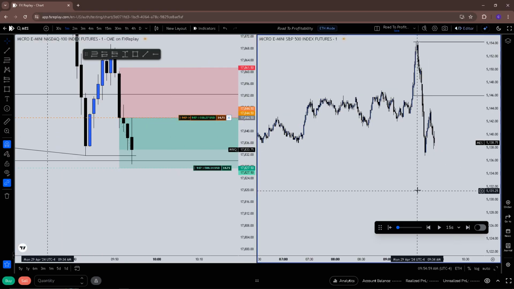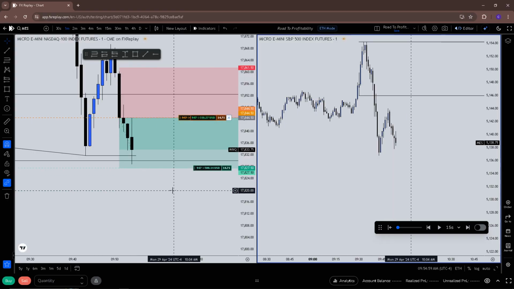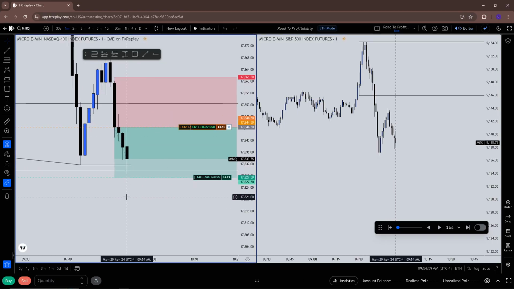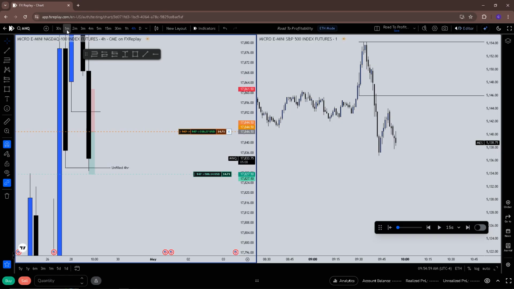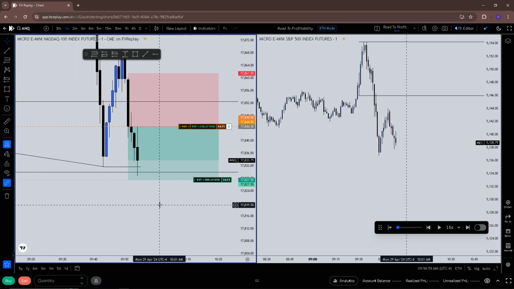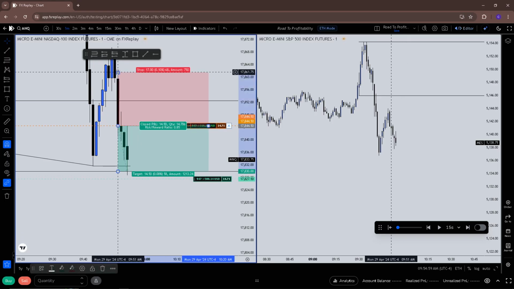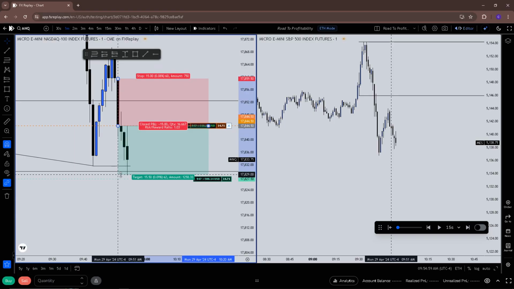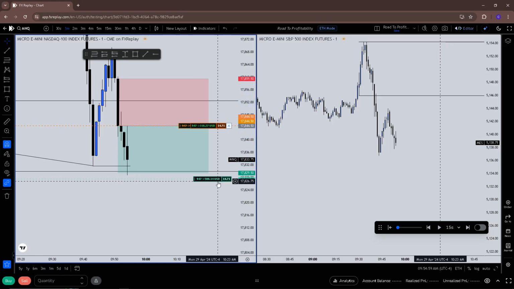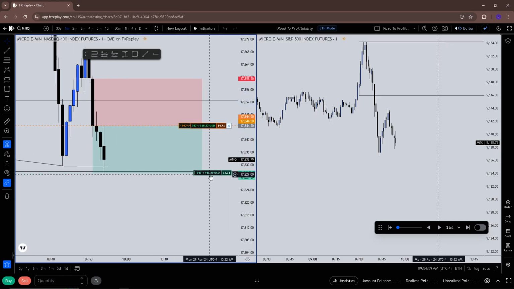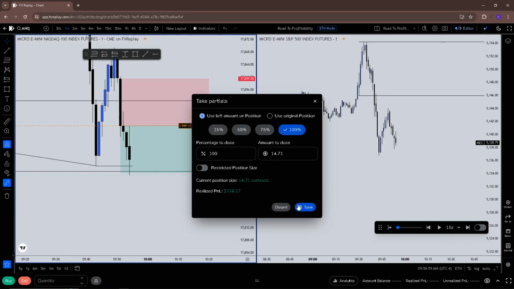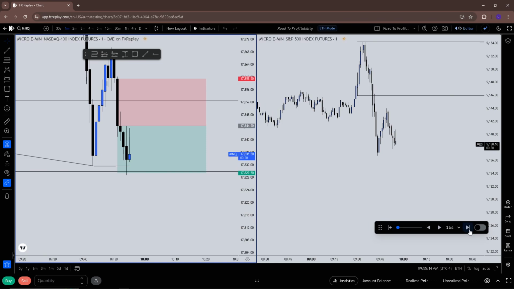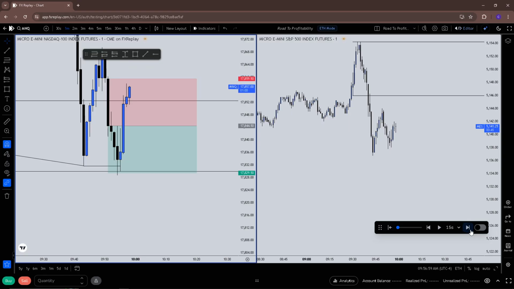Shoot. I messed up. I knew we were gonna wick. Now I'm in a tough spot here. Do I think we continue flushing, or do I think we just tap into this unfilled 4-hour? If I would have had stops right here, would have hit full TP, but yeah, I'm gonna have to close out my profits. Good thing we got stops to break even.